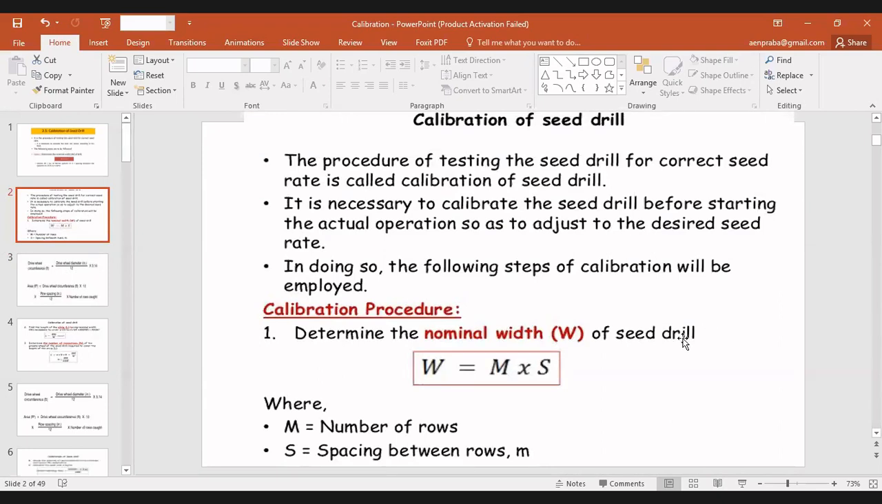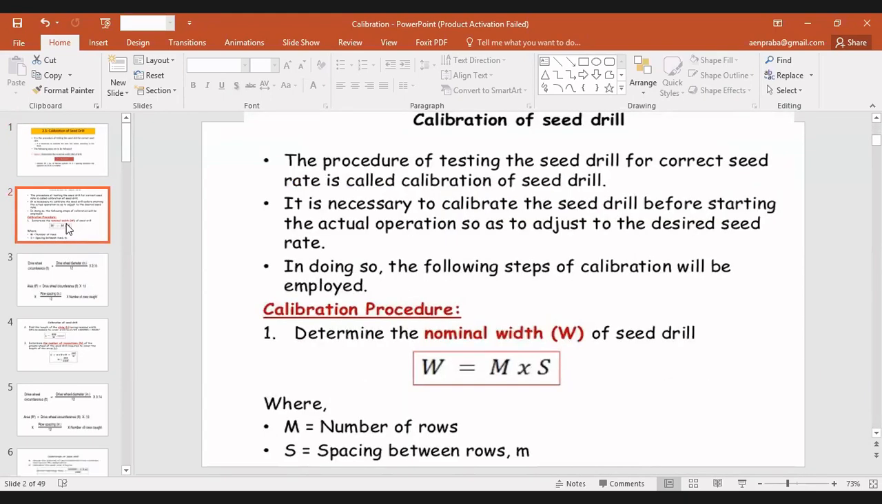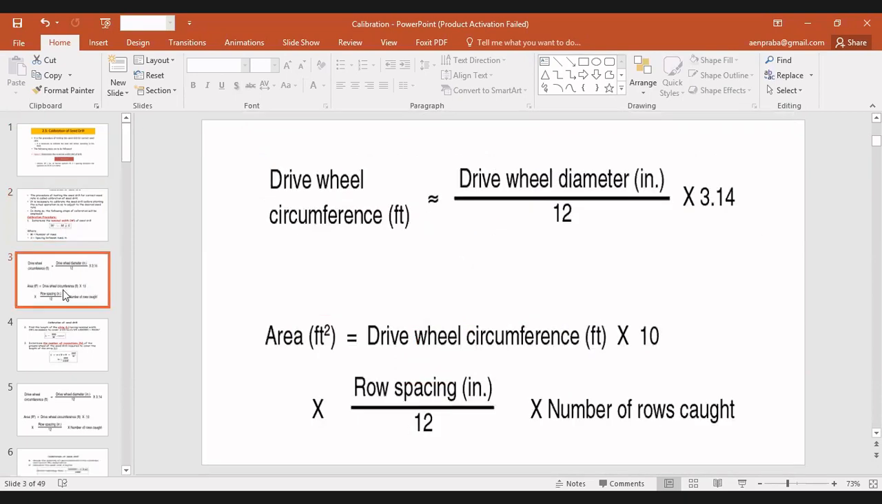Yes, sir. Okay, write down these equations. Normal width of seed drill, W is equal to M S. What is M and S? I will give you 2 minutes for each slide. You write down the equation. I will check after the 2 minutes. First one, normal width of drill. That is the same as the second slide. So write down this. 2 minutes I will give you.